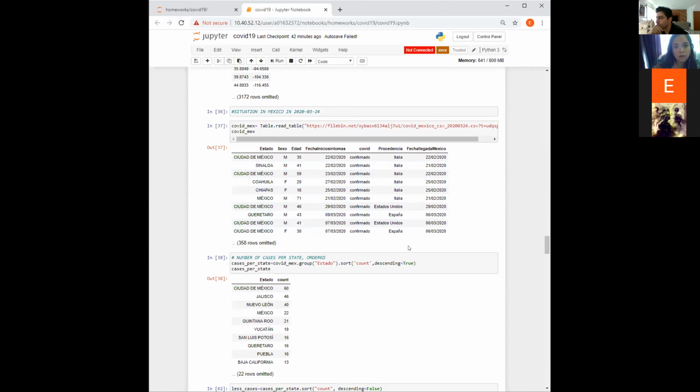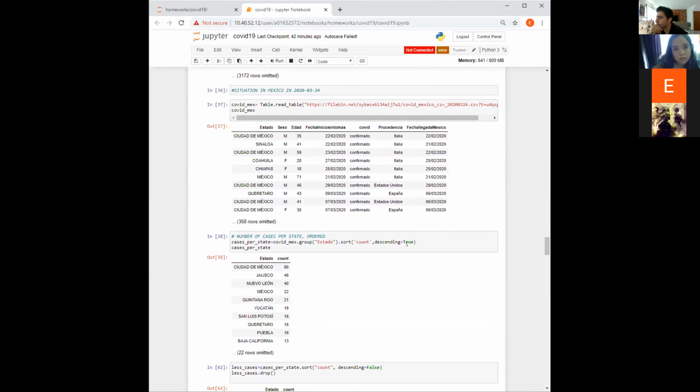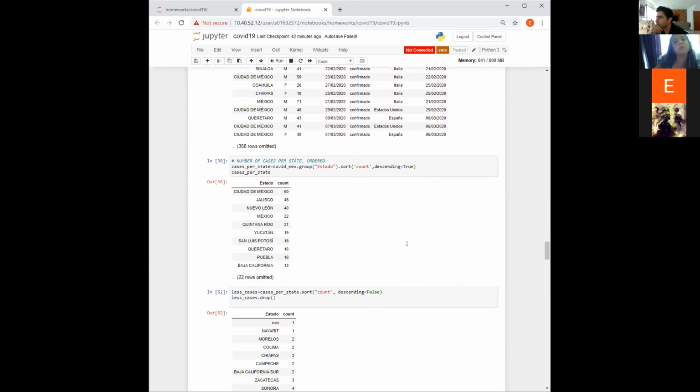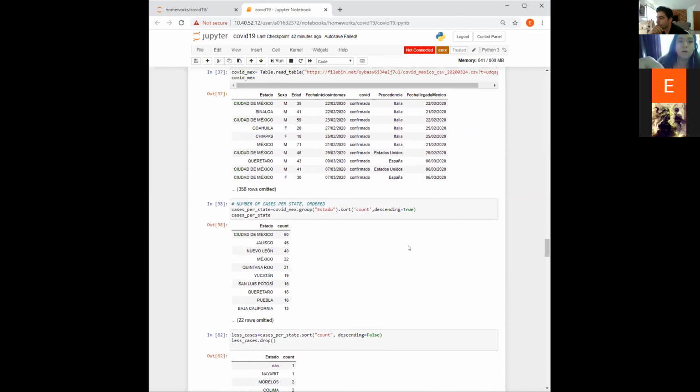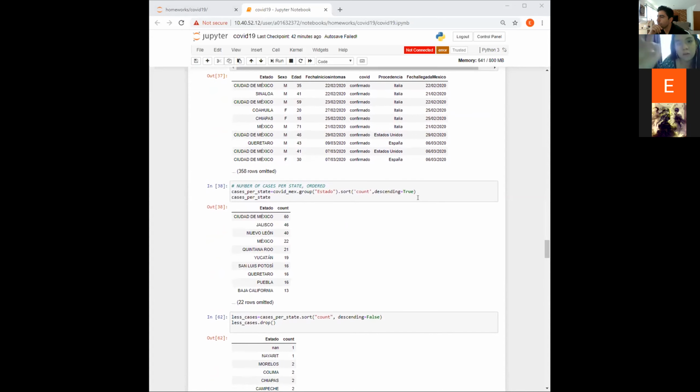And then we took another data set that just showed the cases in Mexico. It was actually a little bit hard finding a CSV file showing the different states in Mexico, but we found that one. It is not that up to date, but it's okay.